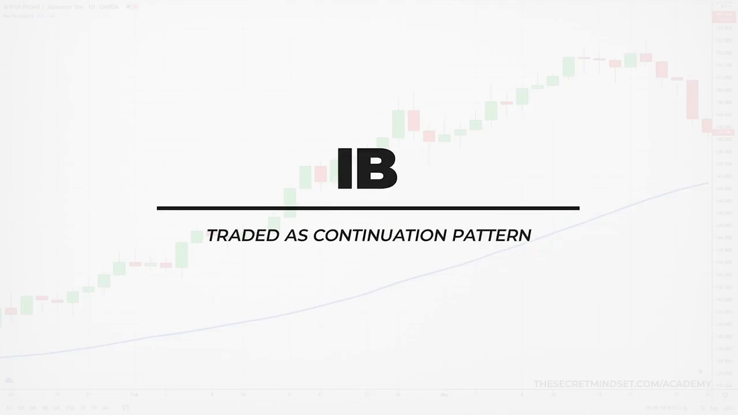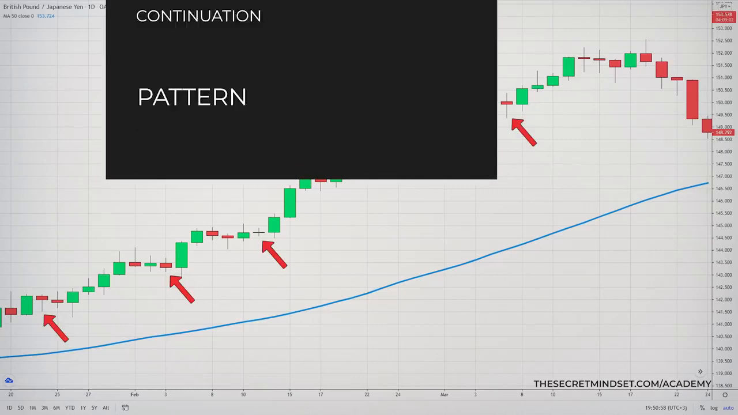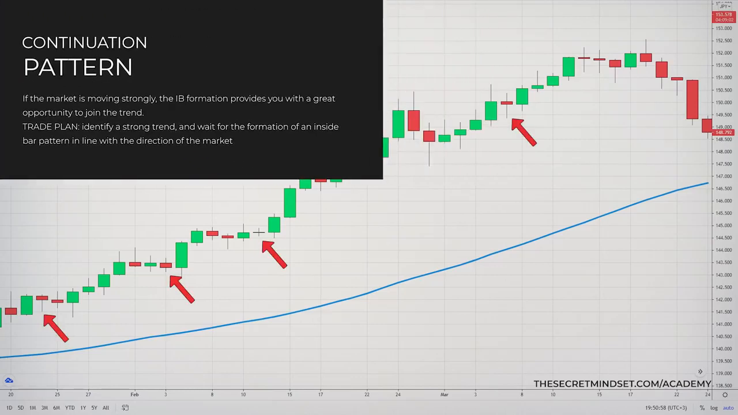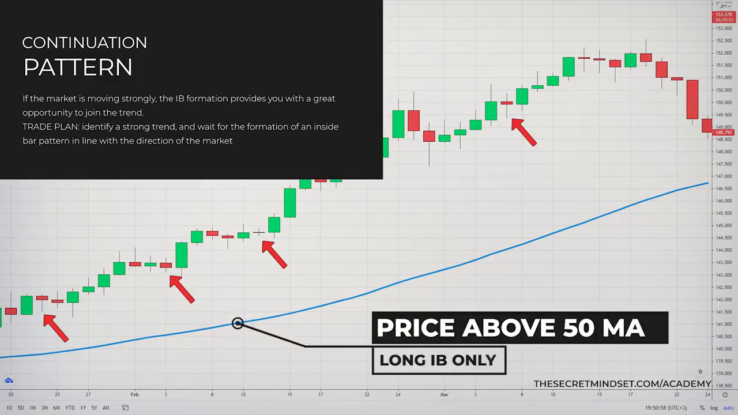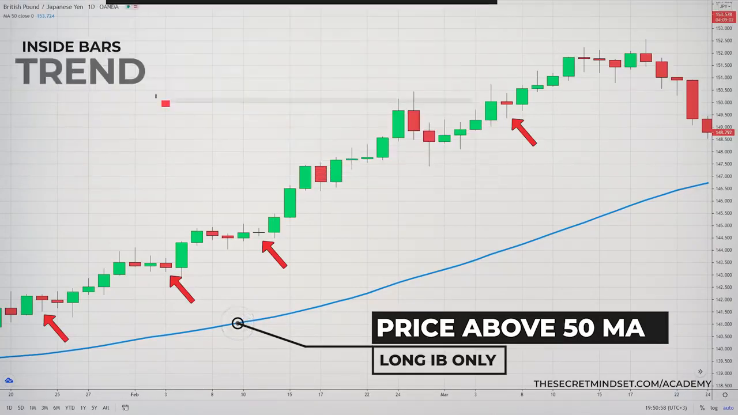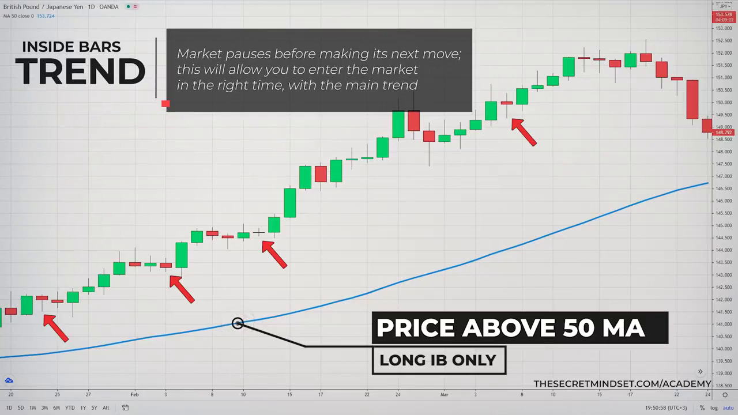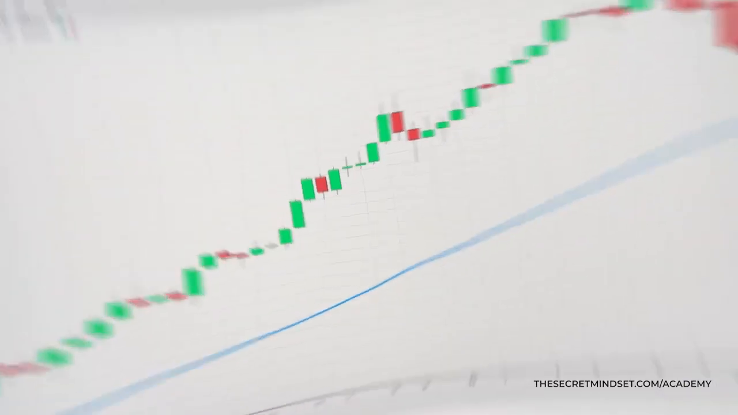The inside bar can be traded successfully in trending markets, particularly if the market is moving strongly, because the formation of this price pattern provides you with a great opportunity to join the big move. This strategy is very simple. You have to identify a strong trend and wait for the formation of an inside bar pattern in line with the direction of the market. The formation of this pattern indicates that the market pauses before making its next move. This will allow you to enter the market at the right time.